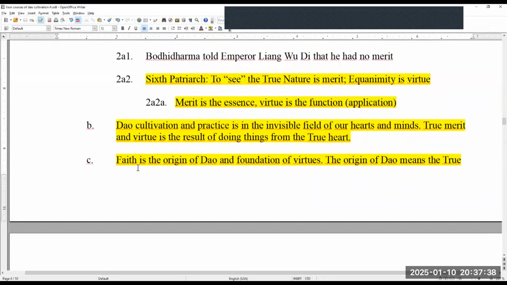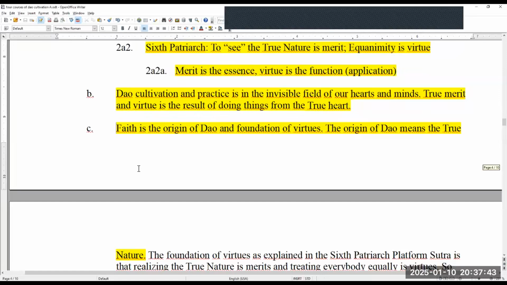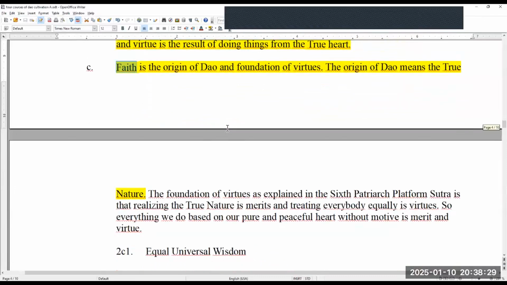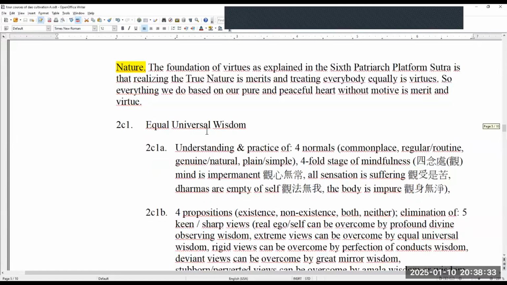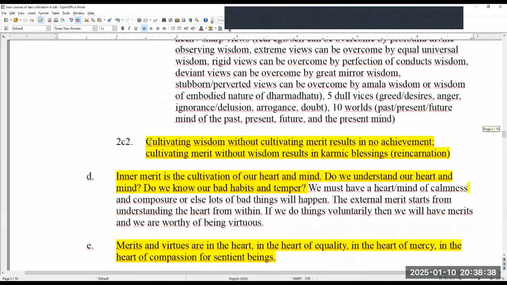All right, and then in terms of virtues and merits, he's talking about how faith is the origin of Tao and the foundation of virtues. The origin of Tao means the true nature, or the Buddha nature, same thing. You need to have faith in order to be able to do things. In the Dharma class, in the last topic, lecturer Kai mentioned it very well regarding the awakening, which talks about faith, vows, etc. So faith is really the foundation of everything, and it is really something that you need to have faith in. And then he talks about other aspects. All right, I'll just run it quickly.